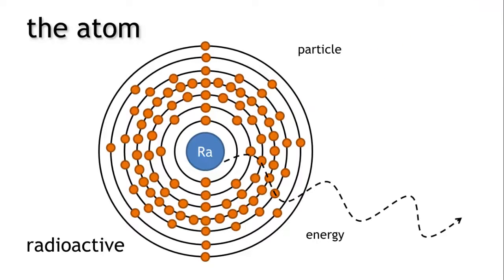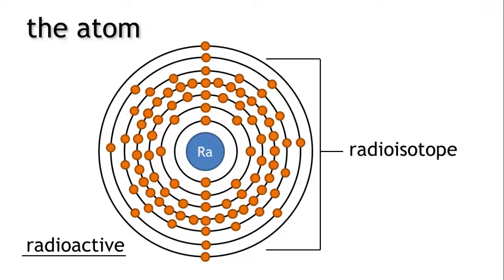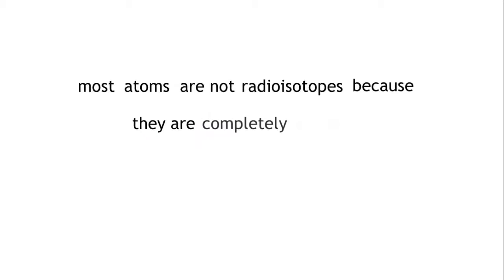This type of atom we call radioactive, and the actual atoms are called radioisotopes. Most atoms are not radioisotopes because they are completely stable.